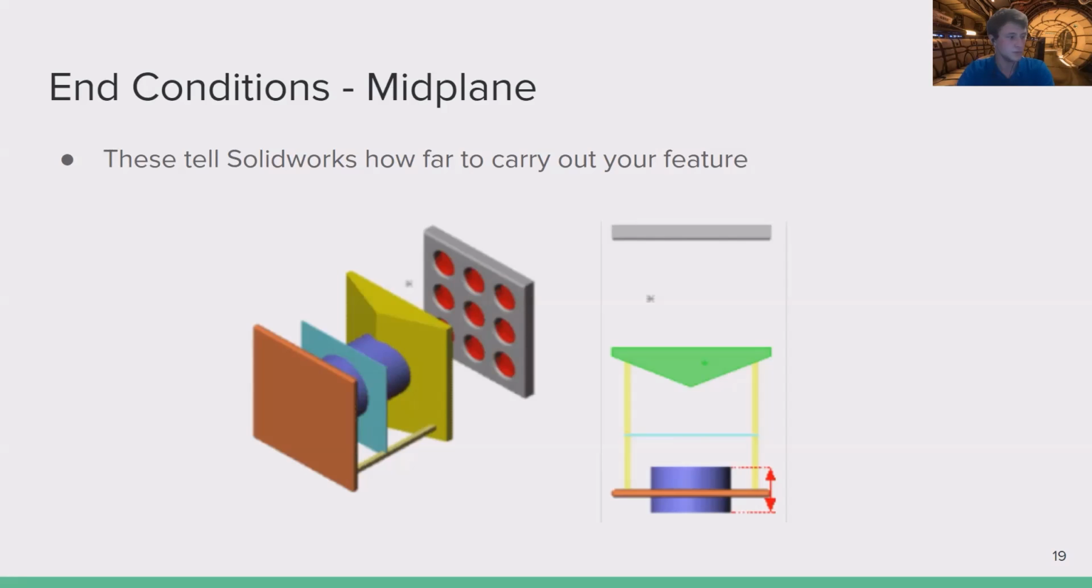If you do a midplane end condition, what this will do is put one of those planes right in the middle of that part. So later on, if you want to do a pattern or a mirror or something like that, you'll be able to pick up that plane already there instead of having to define your own reference geometry later on. We'll talk about reference geometry, but yeah, pretty useful to at least start out with, and pretty nice compared to other conditions.